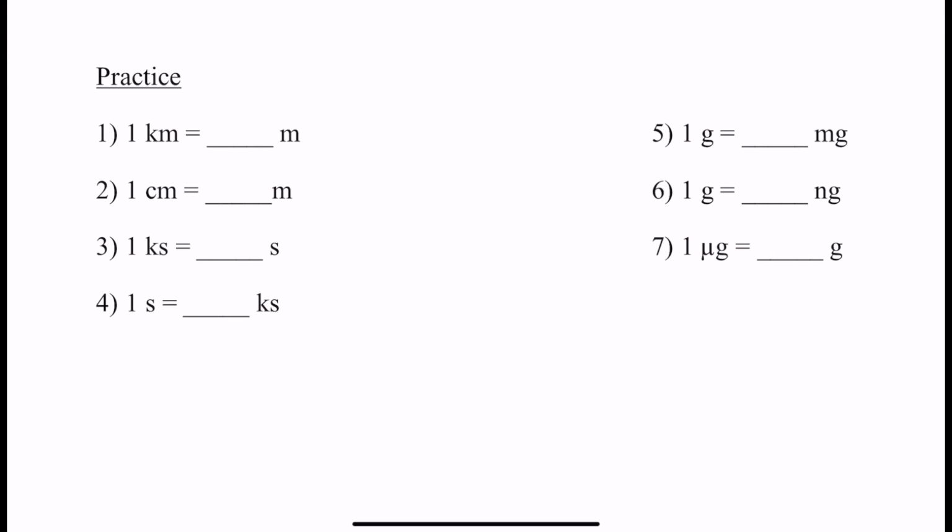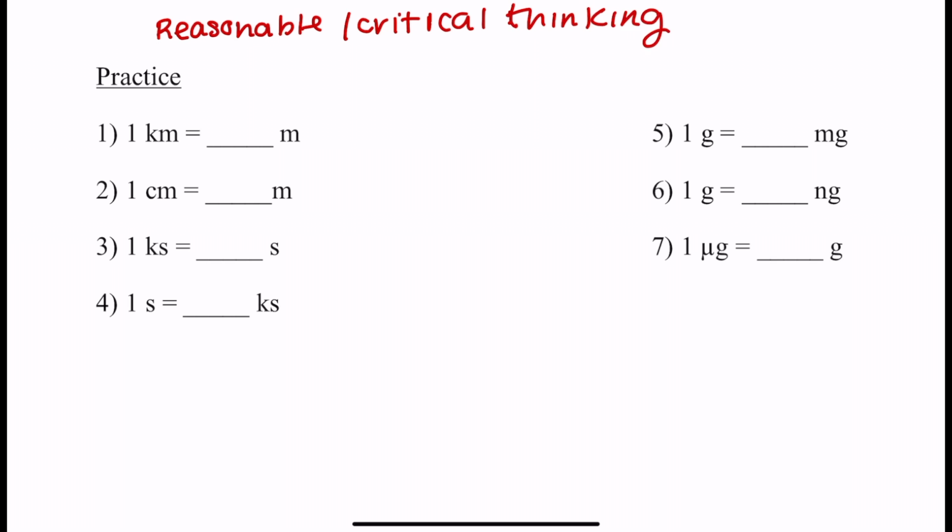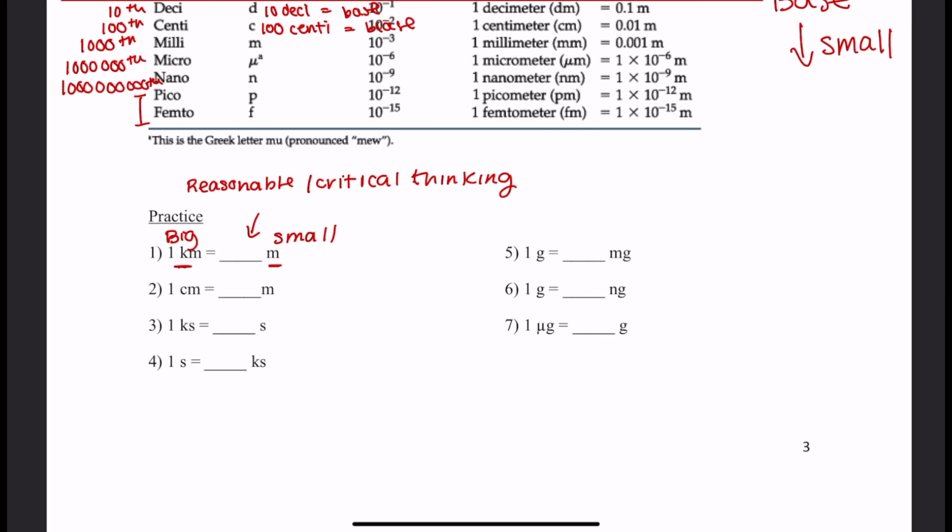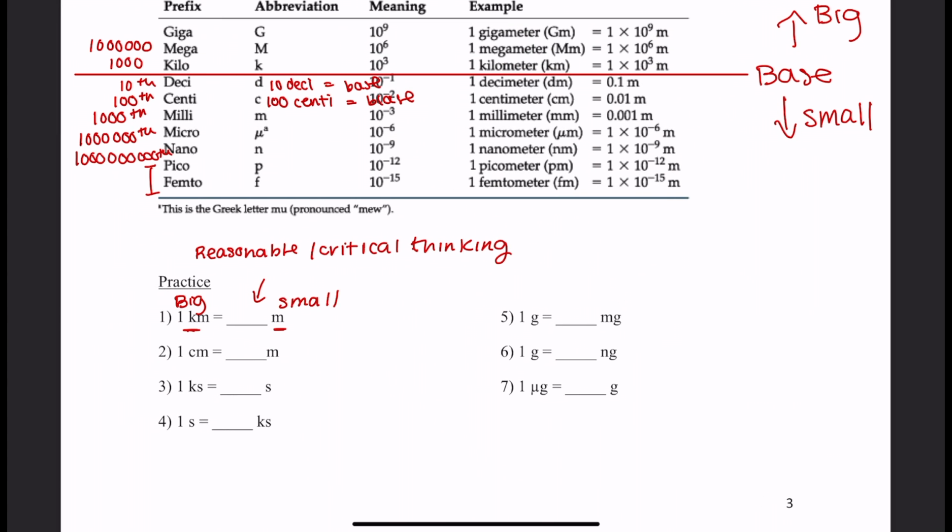When I solve these questions, I like to use my reasoning and critical thinking. So what I mean by that is, do you see how this is kilometers and it goes to meters? So it goes from big to small. That means this number has to be a really big number. And from the table above, we know kilo means 1,000. That means there must be 1,000 meters in 1 kilometer.